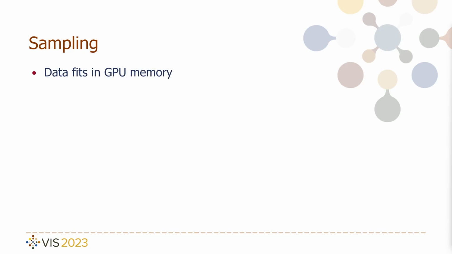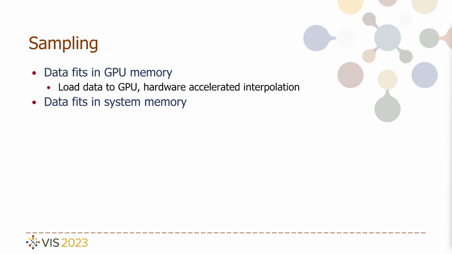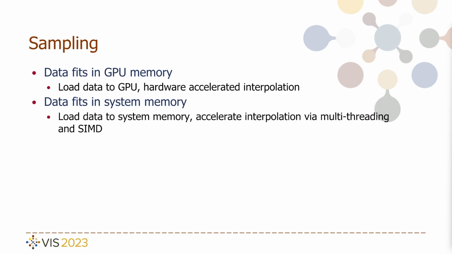For data that fits within GPU memory, we load it directly onto the GPU and leverage hardware-accelerated interpolation for optimal performance. When dealing with data that fits within system memory but exceeds GPU limitations, we load it into system memory. Here, we employ multithreading and SIMD to accelerate interpolation and utilize OpenVKL to sample unstructured volumes efficiently.